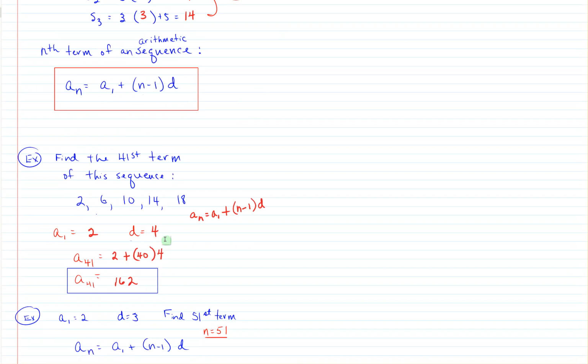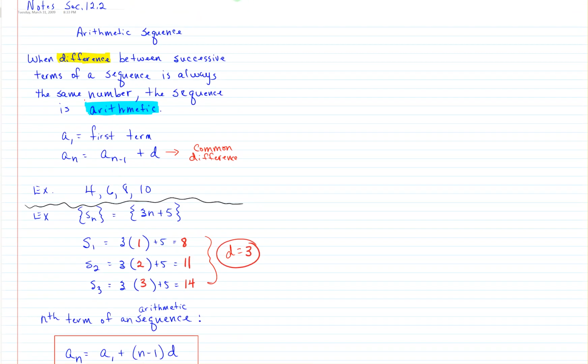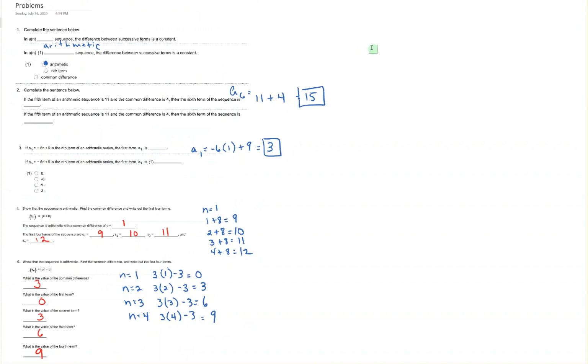So that's going to get us through the notes. Let's go look at our problems. We always start out with a vocabulary word. In a blank sequence, the difference between successive terms is constant, and that would be arithmetic.